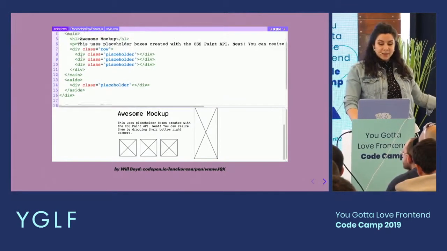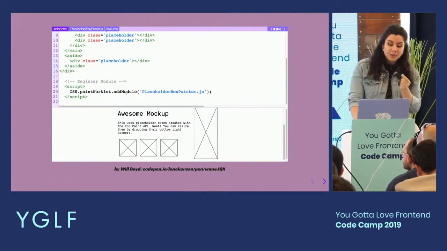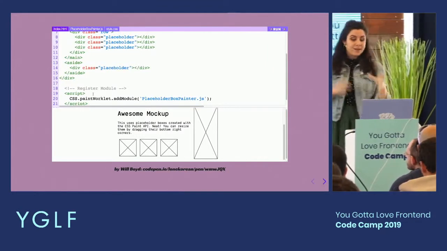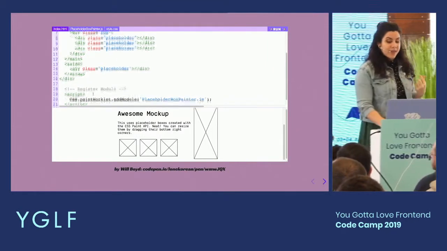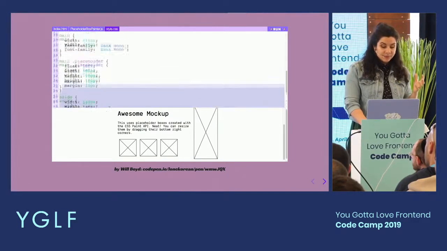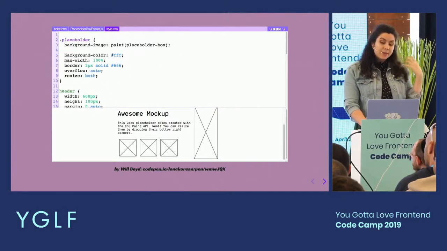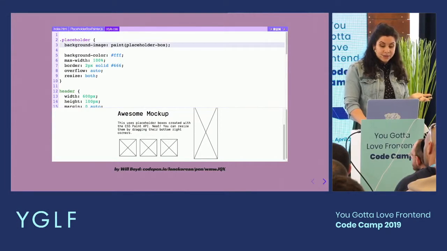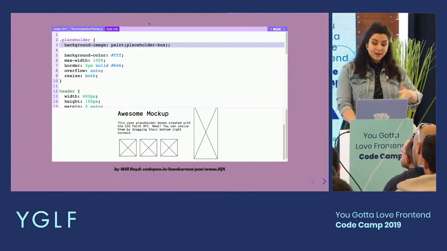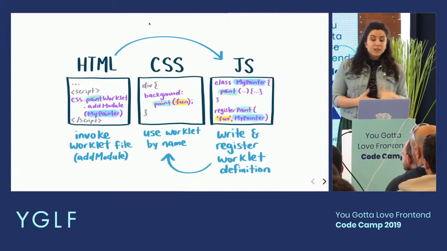Inside of our HTML, we have to then go and add the worklet. And we add it to the CSS interface, CSS.paintWorklet.addModule. And then he has a lot of these class placeholders in here. So in the style, we can then style the placeholders by just saying background-image: paint(placeholder-box), which we named in that worklet file that we just registered. So it looks like this.